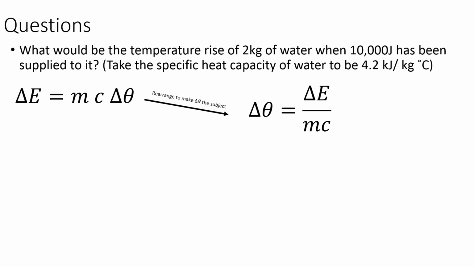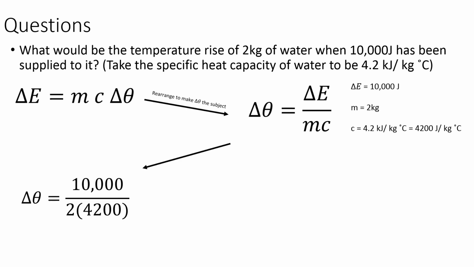And again, we're going to assign values to each letter. Change in energy, 10,000 joules. The mass, 2 kilograms, easy enough. C, this is something you've got to be careful with. Remember the units, so this is 4.2 kilojoules per kilogram per degree centigrade, so we want to make that joules per kilogram per degree centigrade, so we're going to times by 1,000, so it gives us 4,200 joules per kilogram per degree centigrade. Going to plug these values into the equation, so you get 10,000 over 2 times 4,200.